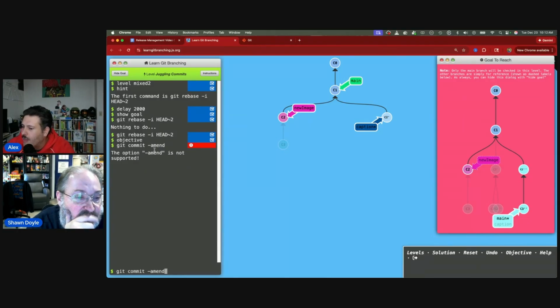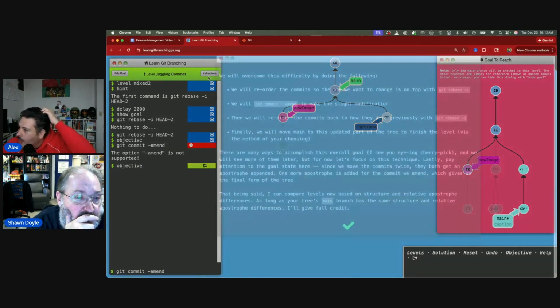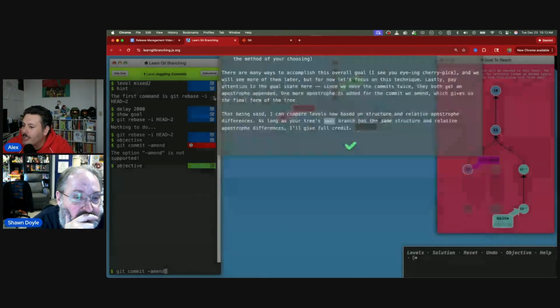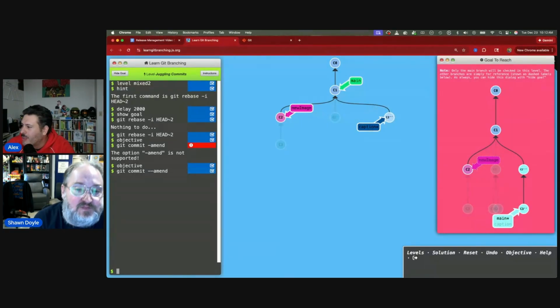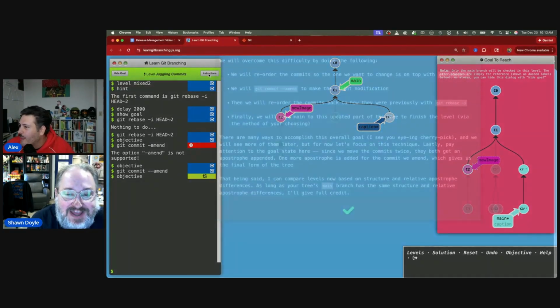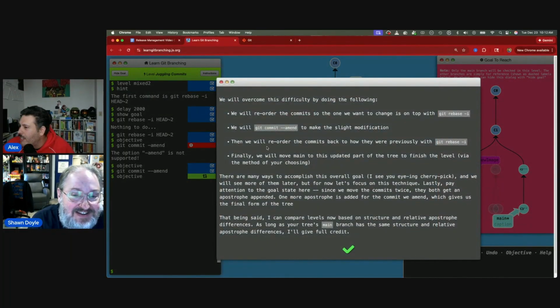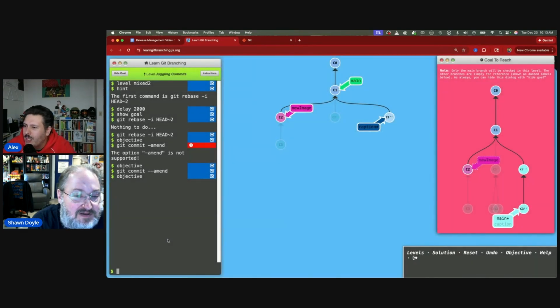Doesn't like that. Oh, --amend. Yeah, you're missing a dash. Okay. There's a double. Oh, okay, yeah. And finally, then we will reorder with git rebase. Yeah, and so basically git rebase and we add that back in, right? Yeah, but what are we doing? So we'll see if this works first, and I'll explain.